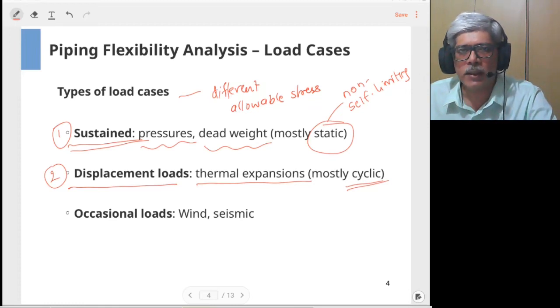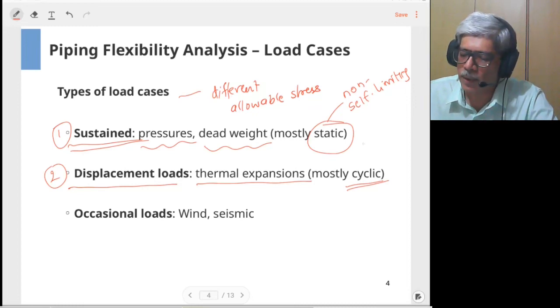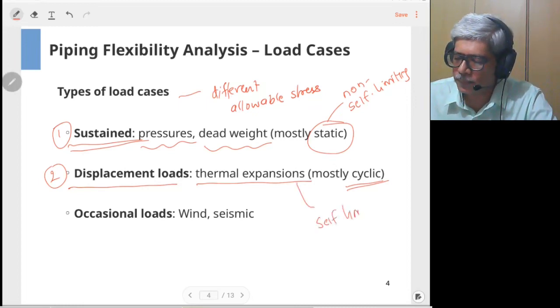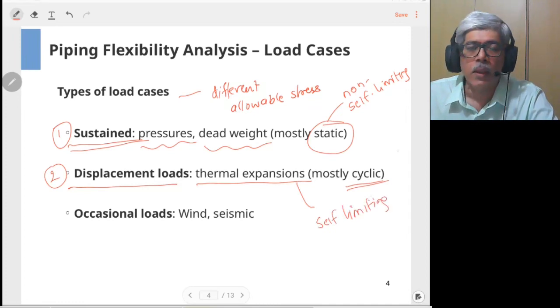So one part is that these loads are displacement control, and by their nature they are self-limiting, and we need to take into account the cyclic nature of these loads. So both because of this, the allowable stresses for this case are different than that for the sustained case. Most of the times they will be more than that for the sustained load case type.